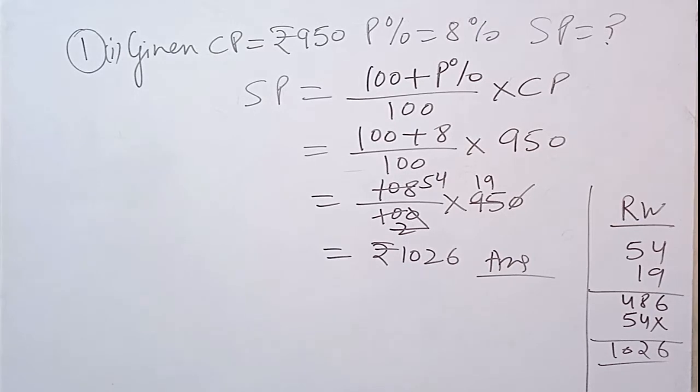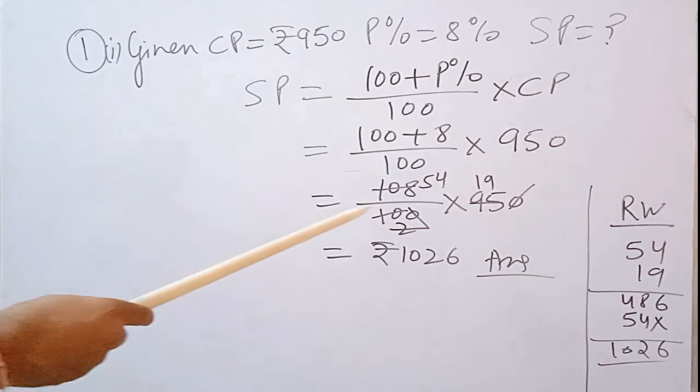Children, I am taking question number 1, first part of exercise 8B, in which CP, that is cost price, is given as rupees 950 and the profit percent is 8%, and we have to find the SP. So we have the formula SP equal to (100 plus profit percent) upon 100 into CP. Write down the values: (100 plus 8) upon 100 into 950, that is 108 upon 100 into 950.